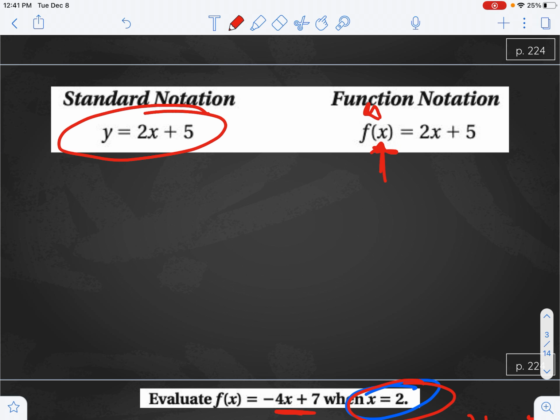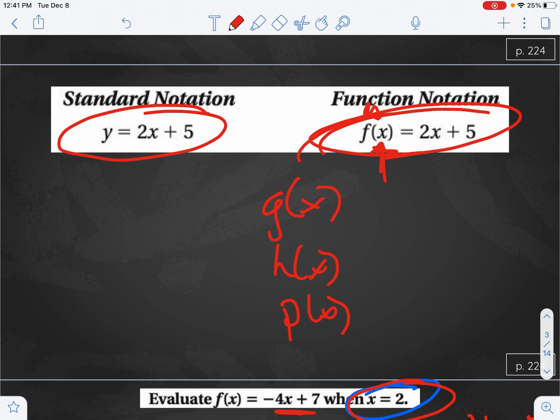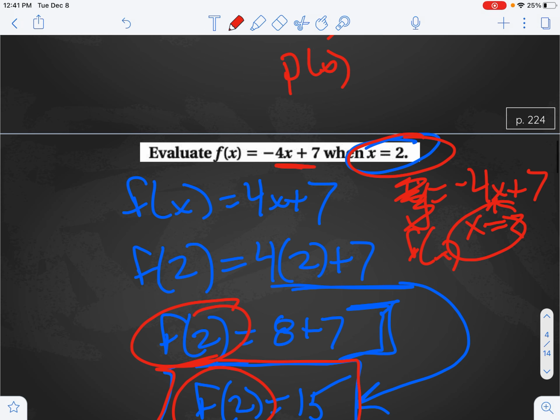And that might be kind of a confusing sentence, but we will look at it a little bit more in a second. One note, you also will see g of x, you'll see h of x, maybe p of x. Those are some common ones, but they all mean that we are in function notation here. We'd say f of x equals 2x plus 5, or h of x equals 2x plus 5.